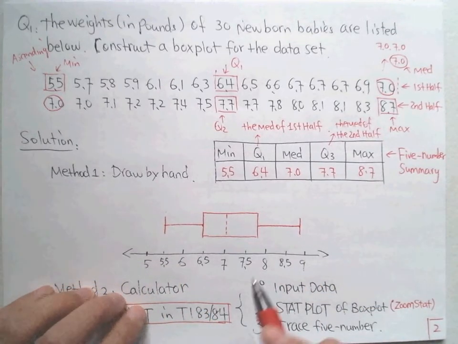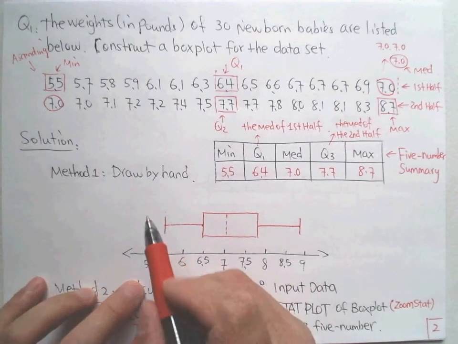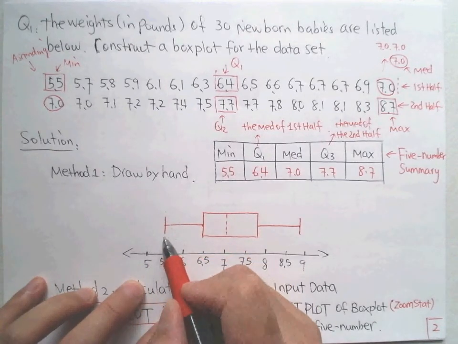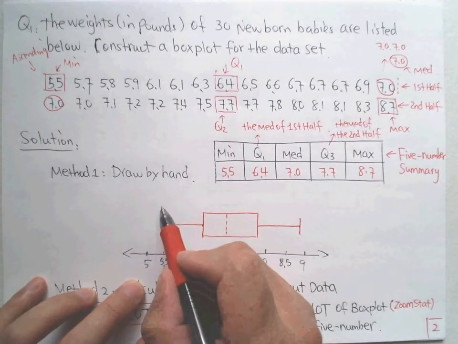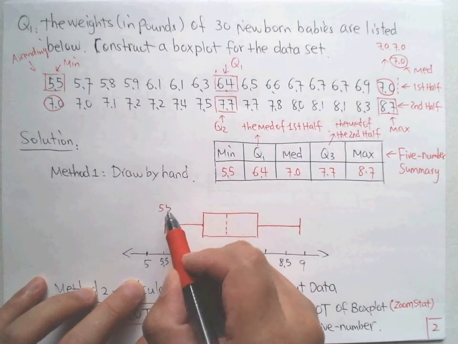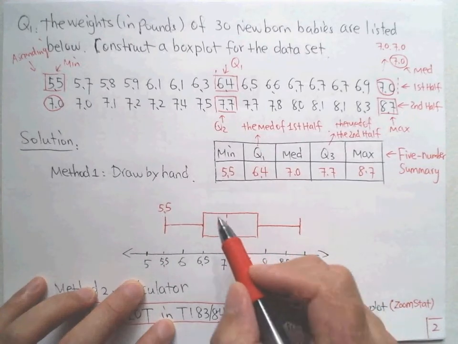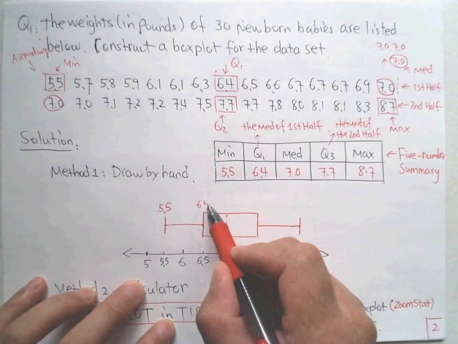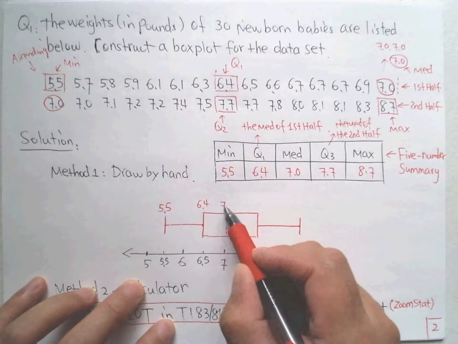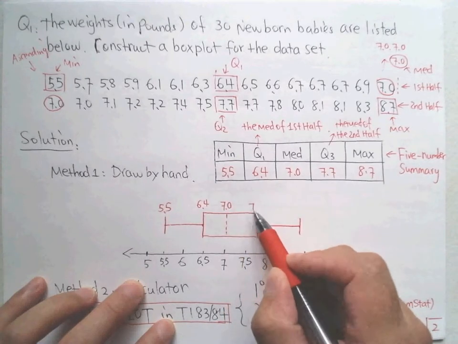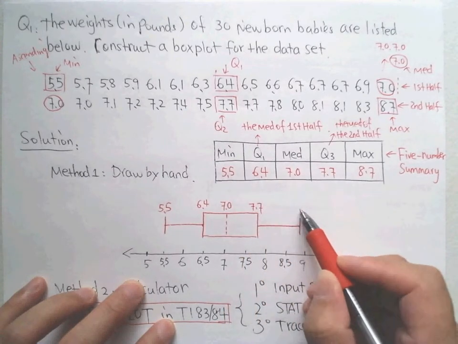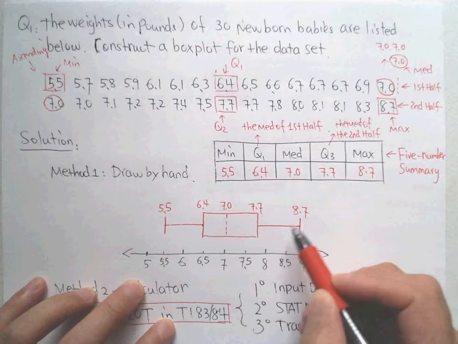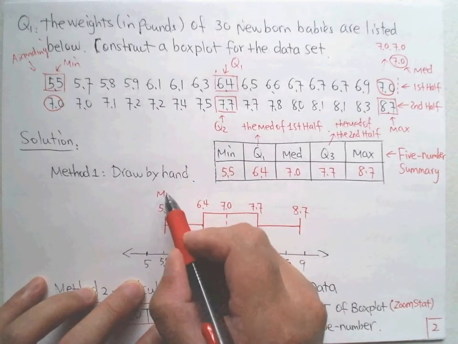Another thing is it's better to show the number here. Usually we will show this number, like I put 5.5. Okay, if you do this, it's better. And this number 6.4, put here. This number 7.0, the median. This number 7.7. So this number 8.7. If you like, you can even put this the minimum.